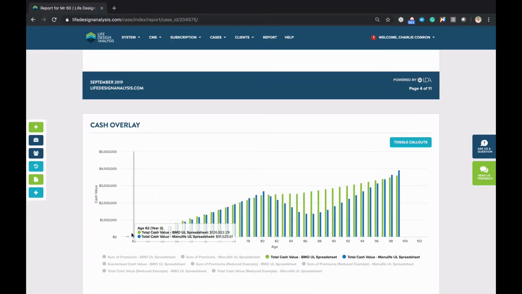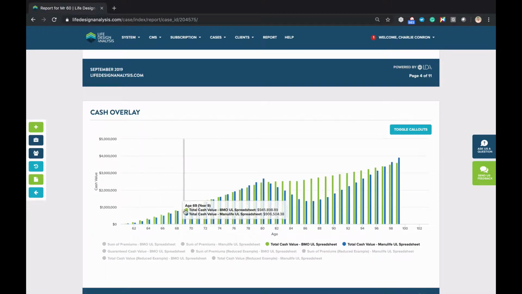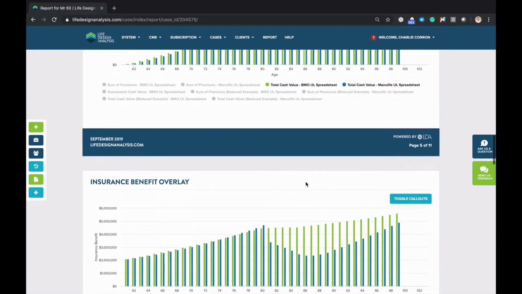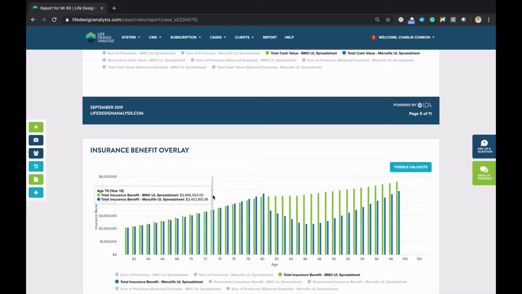In the cash overlay, you can see this is where it's fairly dramatic here. So for the first 20 years, again, very competitive performance. You can see even at the 20th year, Manulife has a slight edge, but that term 20 drops off, and we can see again the policy performance dip and that cash value dip out of that policy. Now, same sort of thing with the insurance benefit. We can see the insurance benefit slightly edges in favor of BMO, but then this is where the real big dip is in these years 80 to life expectancy and out.